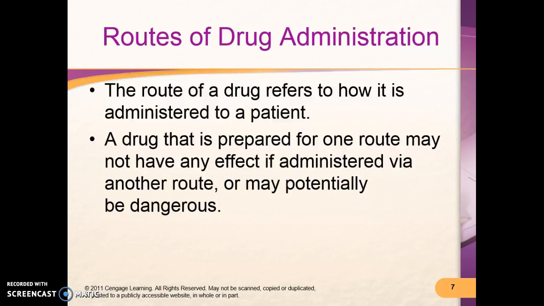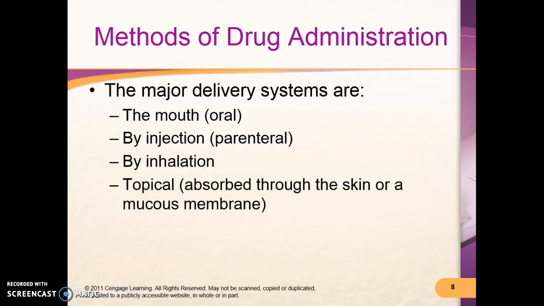Now, the route of administration means how we actually get it into the body. And if you are not careful, if you use the wrong route, it can have a detrimental effect to your patient. So, you obviously are not going to inject an oral suspension into a patient. It can have detrimental effects. So that's an important thing to keep in mind as we go through this chapter. So the main delivery systems, we can do it orally, by mouth. We can do it by injection, which is called parenteral, by inhalation, or topical. So those are the main ways that we get the drugs into the body.